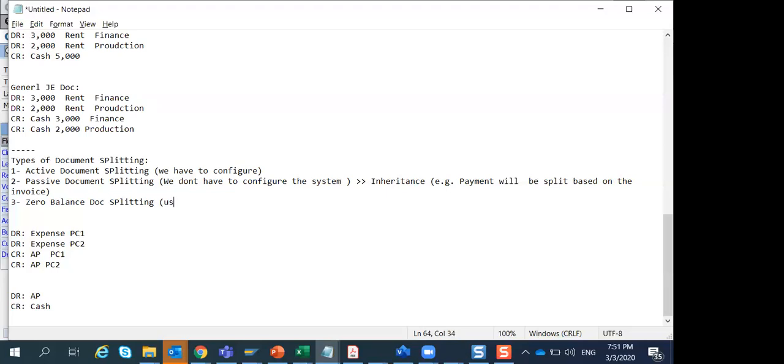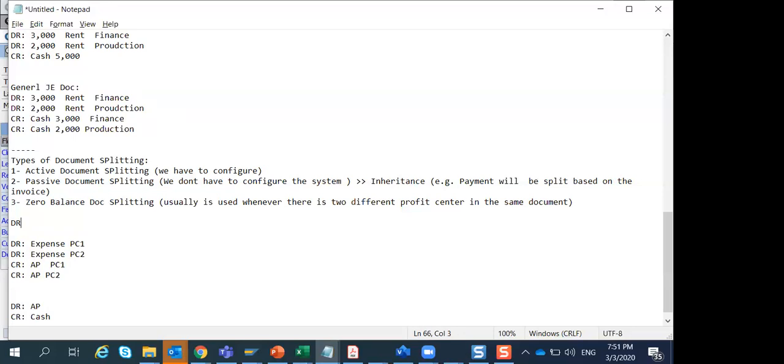Zero balance usually is used whenever there are two different profit centers in the same document. Okay, it's very easy. It's to balance the profit centers. I'm giving an example here. Let's say I'm doing debit and credit to the same GL, GL1, but here for profit center 1, and here for profit center 2.